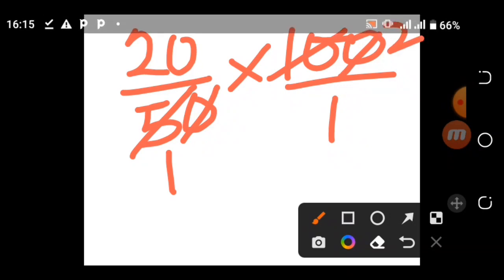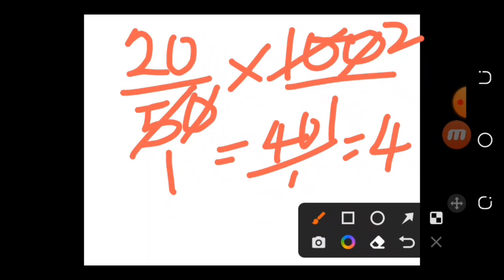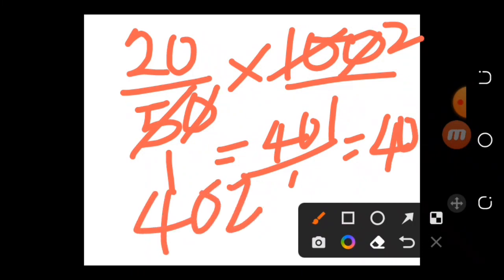We now have 20 and 2 remaining. 20 times 2 is 40. Then all over 1 times 1 is 1. And any number divided by 1 is that same number. So this is 40. And what you're having here is 40%, because you have been asked to express it in percentage.